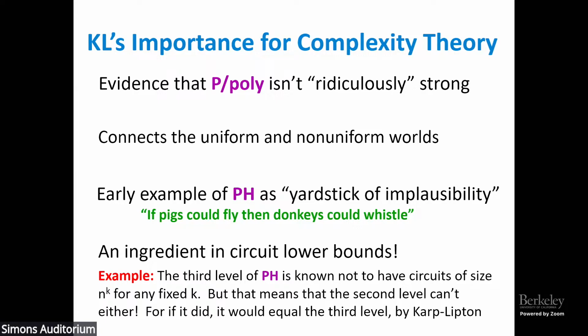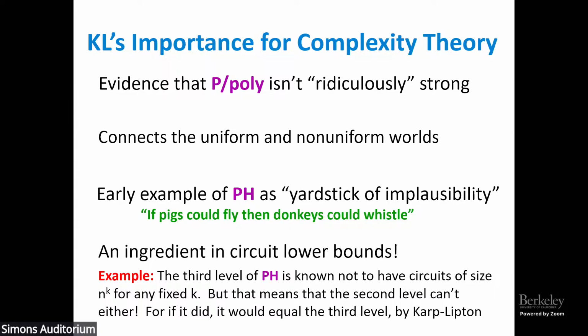Okay, so here's a good example. It is not hard to prove by a direct diagonalization argument that the third level of the polynomial hierarchy does not have, let's say, linear size circuits. In fact, it doesn't have circuits of size n to the k for any fixed constant k. That, by the way, is much weaker than saying that it's not in P/poly, right? It's just saying there is no single polynomial size circuit that can handle everything in the third level of PH.